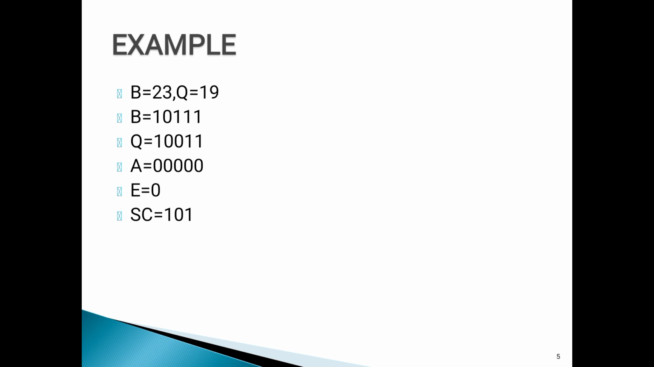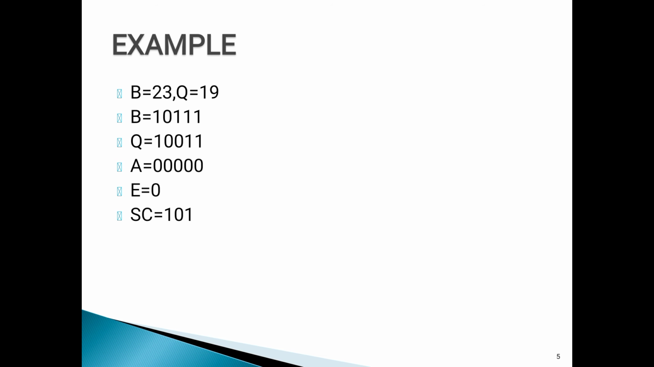Initially we take the A register, that is initially five zeros, and we take E, that is 0, and write the sequence counter, that is 101. So how to write the sequence counter? It is the number of bits in the multiplier. There are 5 bits, so write the binary number for 5. That is the sequence counter.